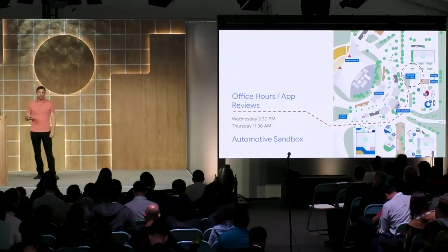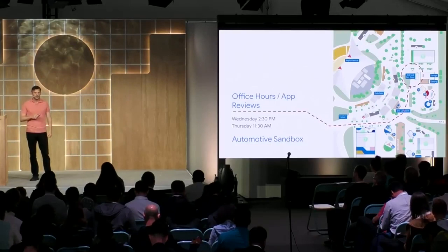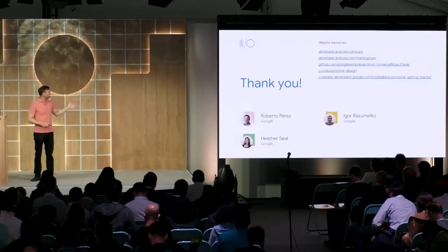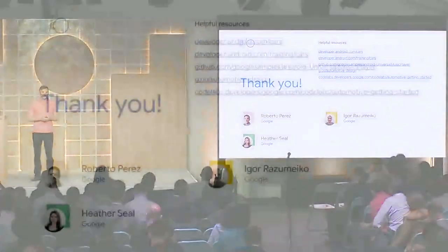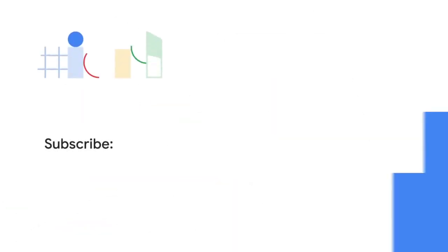In the same area, we have two cars. One of them is the Polestar 2, running the system experience that I presented before. So come and see Automotive OS in action. So this is it. Here are all the links that we presented during today's session. We're hoping to see your applications hitting the road. Thank you for coming.